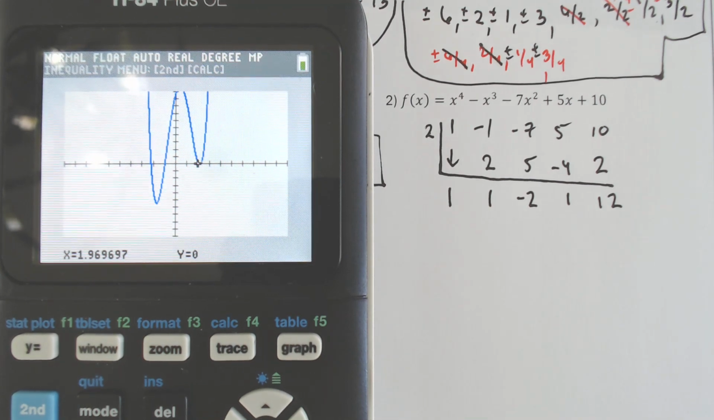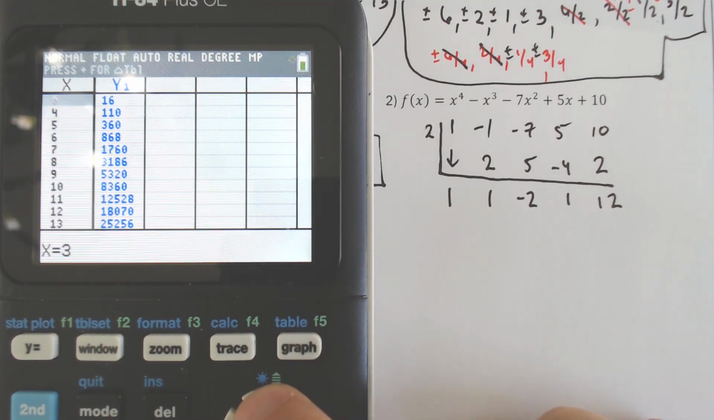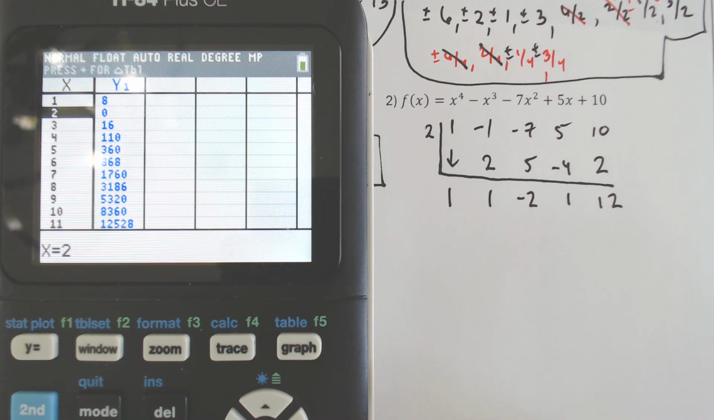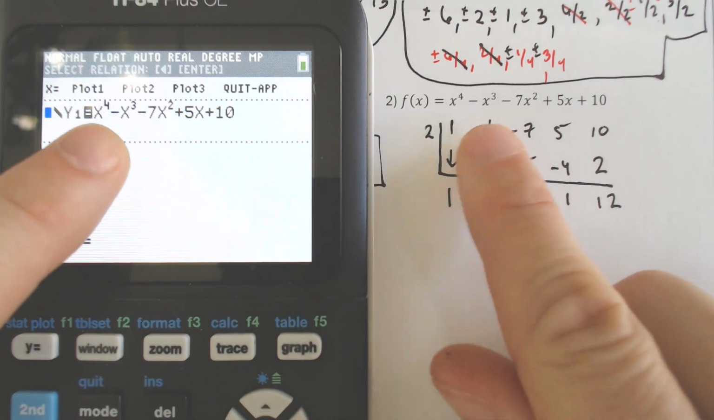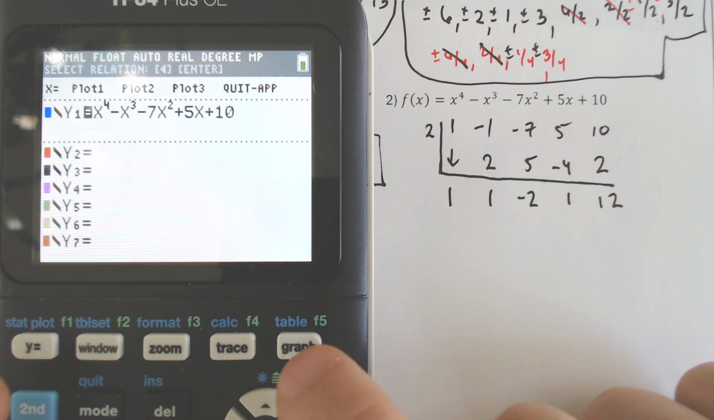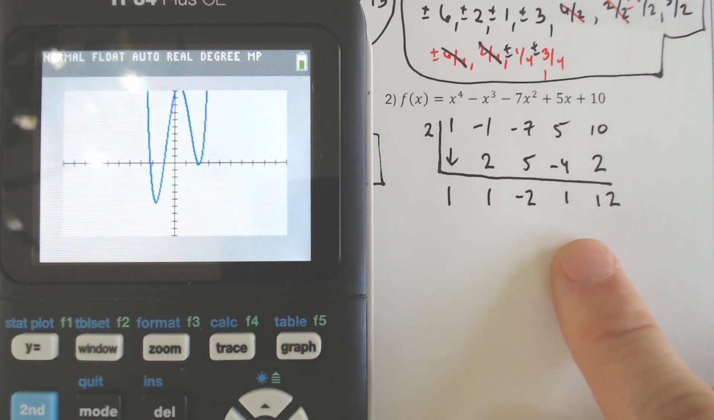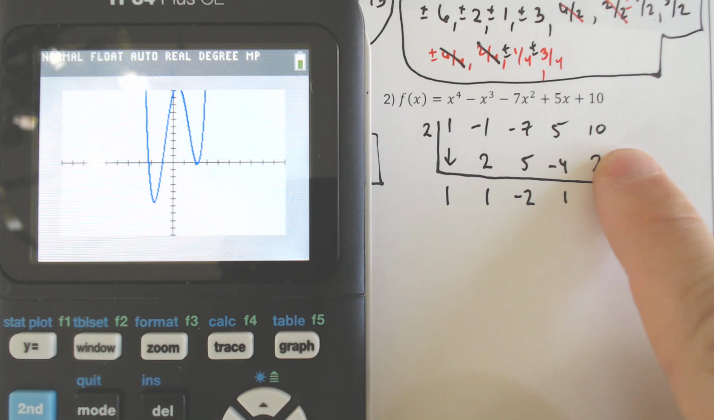Ruh-roh. Okay. There is another way you can do it if you do table of values, second graph, table of values. 2 should have worked. Did I type in some things wrong? Y equals x to the 4th minus x to the 3rd minus 7x squared plus 5x plus 10. Graph, okay. 1, negative 1, negative 7, 5, 10.